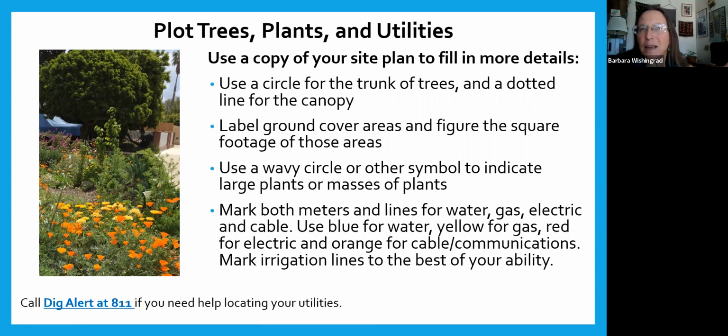You can use, for example, different symbols. You can use a wavy circle or other kinds of symbols to indicate large masses or large plants. And this is also a chance that you could, on this site plan or on a separate copy of the site plan, mark all of your utilities. There are general colors commonly used for utilities: blue for water, yellow for gas, red for electric, orange for cable and communications. And you can call Dig Alert at 811 if you need help locating your utilities.